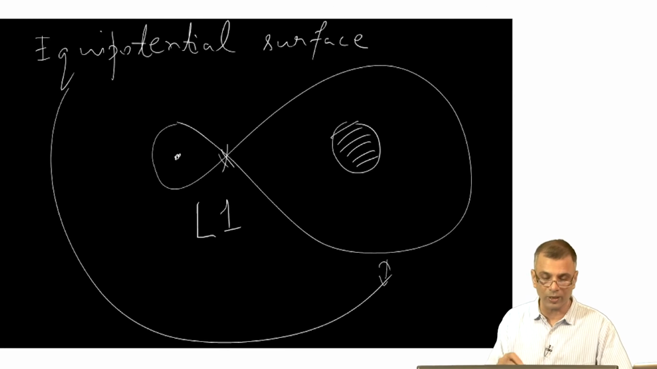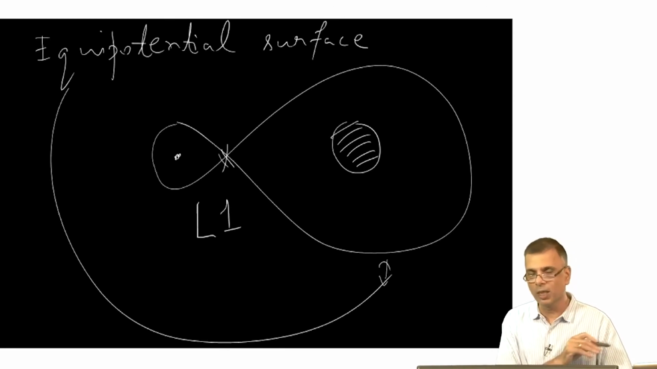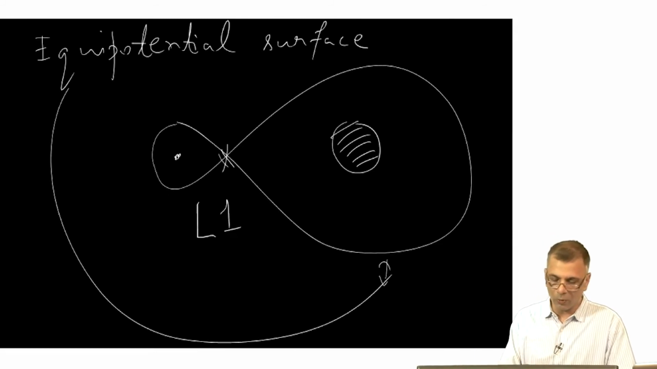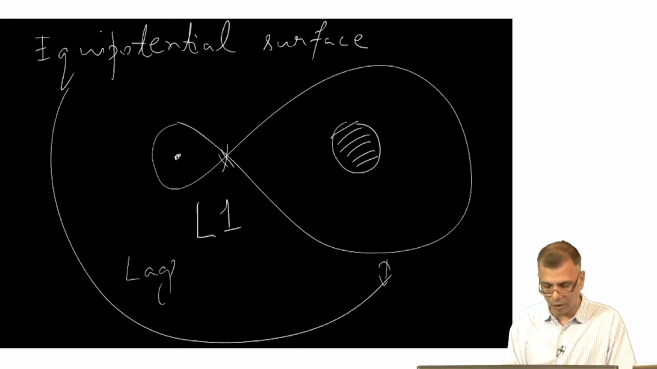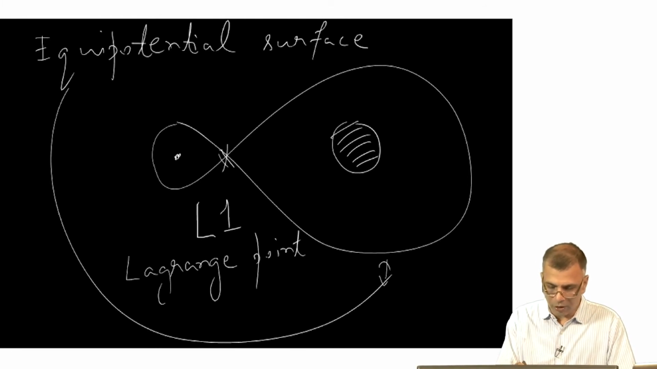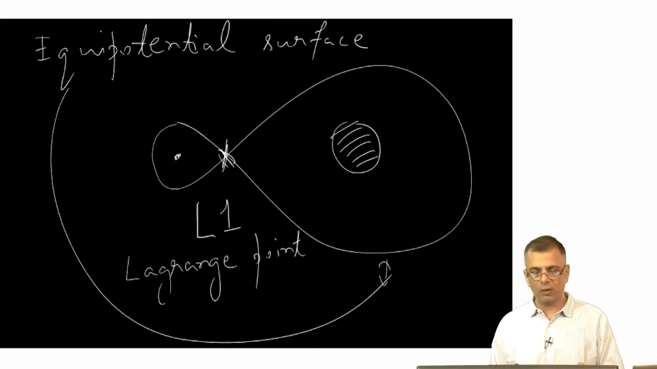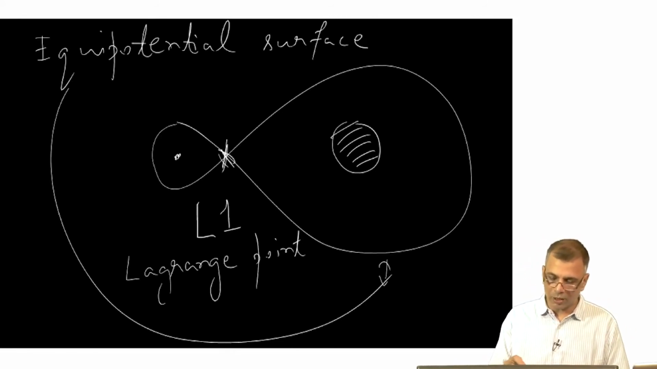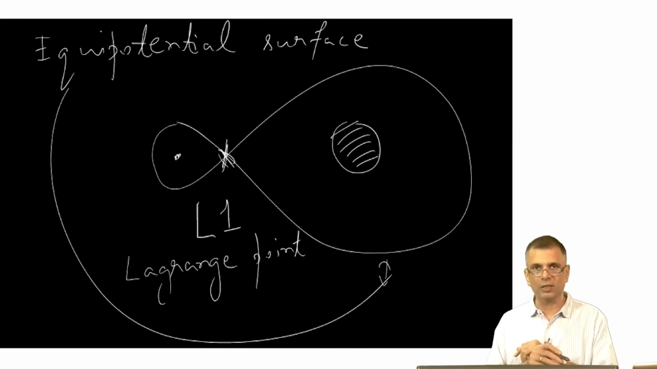There are many other Lagrange points. It turns out that there are about 5 Lagrange points for a binary system, but we are not concerned with all of those. We are only concerned with this Lagrange point, the first Lagrange point. And what's the significance of this Lagrange point? Well, it's a point where the gravitational potential due to this guy and that guy almost cancel. Strictly speaking, they cancel exactly.